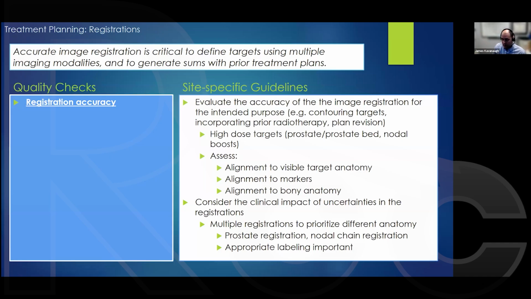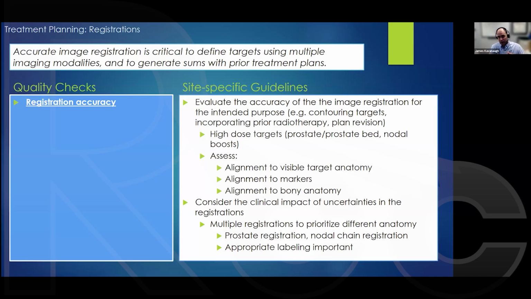As a physicist, we should be evaluating the accuracy of the image registrations for several intended purposes. Contouring of targets is critical. Ideally, your physicians are also evaluating the accuracy of registrations, because looking at the MR to your CT or PET to your CT is going to determine where the target is. And so having multiple eyes on that is not a bad thing, making it a little bit redundant. But then you get into challenges of, well, my scans are different positions, different times, maybe different days, different internal anatomy combinations. So it can be quite challenging.